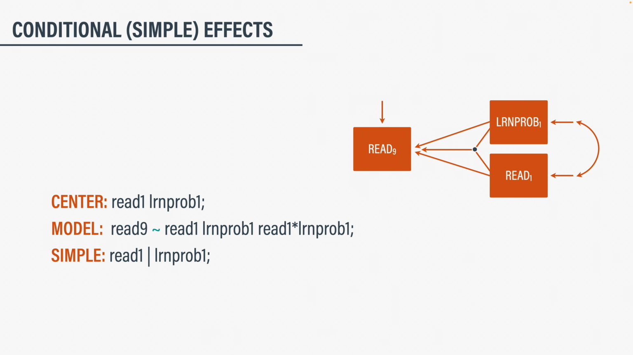Researchers often want to probe interaction effects by computing conditional effects or simple slopes. With a pair of manifest predictors, you can use the simple command to get the effect of the focal predictor at different levels of the moderator. To specify conditional effects, you put the focal predictor to the left of the vertical pipe, and the moderator goes on the right of the vertical pipe.